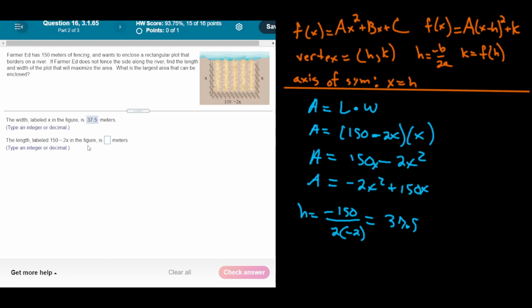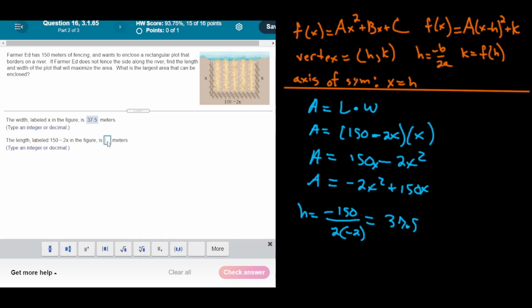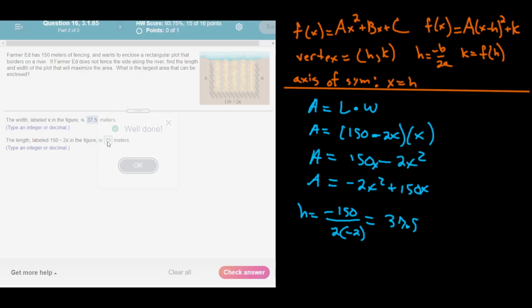Okay, just plug your 37.5, what you got for x, right in there. You take 37.5 times 2. Yeah, let's just plug it in. I'm using my calculator, so 150 minus 2 times, we're going to plug in the 37.5. Look, you get 75. We already had that, 75. I did that in my head a little while ago.